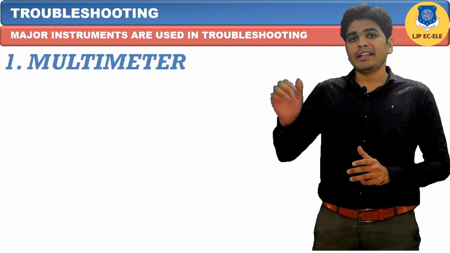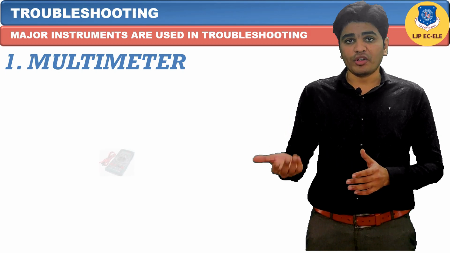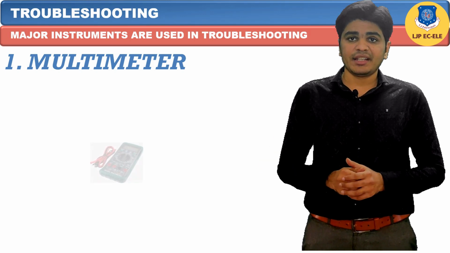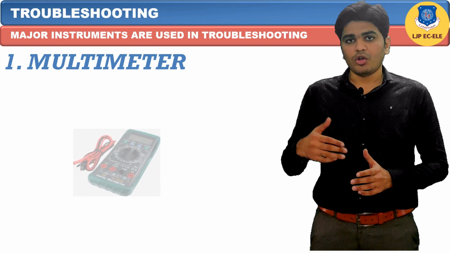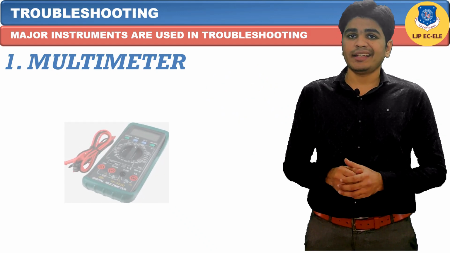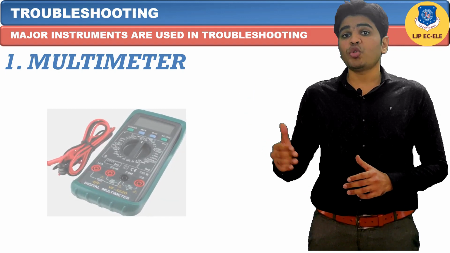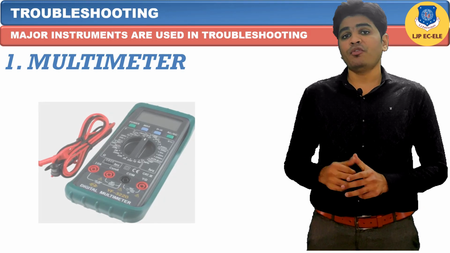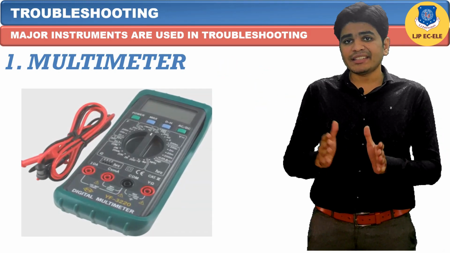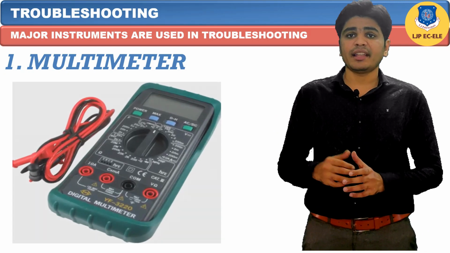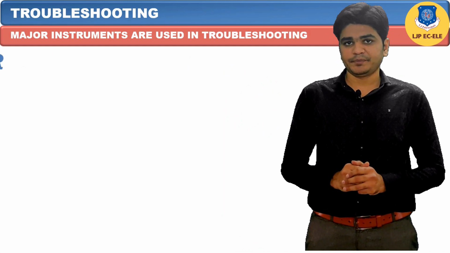First one is the multimeter. AC and DC current and voltages, and resistance can be measured with the help of a multimeter. Open circuit, short circuit and earth fault etc. in the winding can also be detected with the help of a multimeter. Here you can see its figure, and various ranges of resistance, voltage and current can be measured with this multimeter.